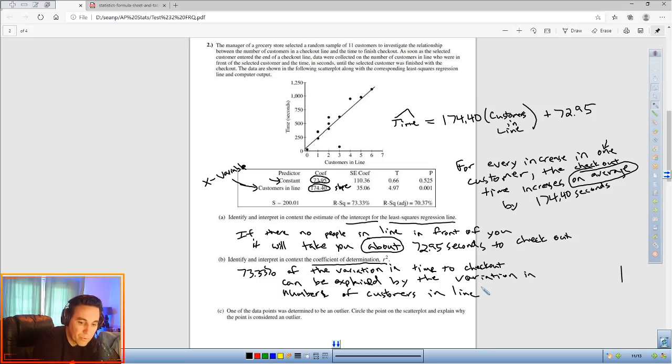So that's what I would put as my interpretation of the r squared. Remember, the variation of y can be explained by the variation of x. That might come up. Those are some on linear regression.